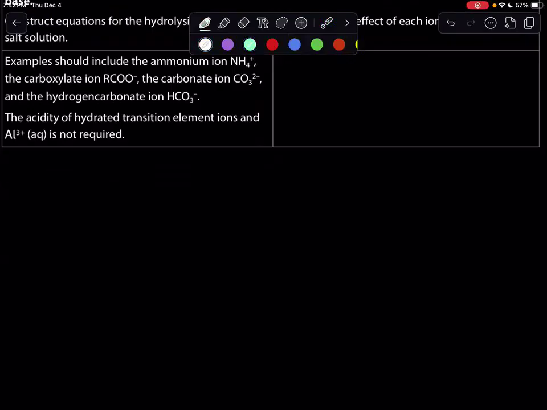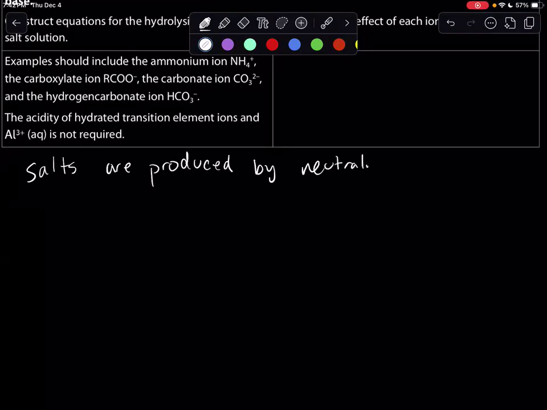One of the first parts about this is that when we look at salts, we know that salts are produced by neutralization, which are acid-base reactions. But the thing is, they aren't all neutral. So we have to figure out how we can tell which ones are going to be acidic and which ones are going to be basic.